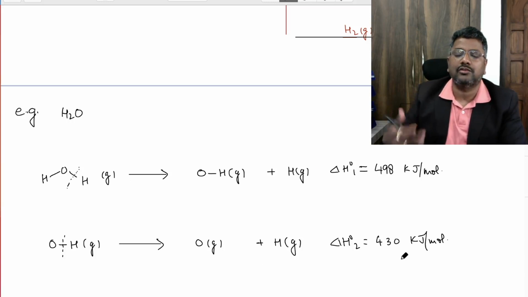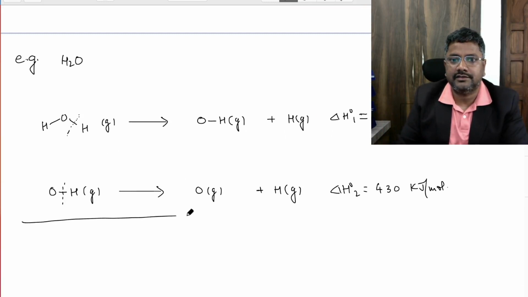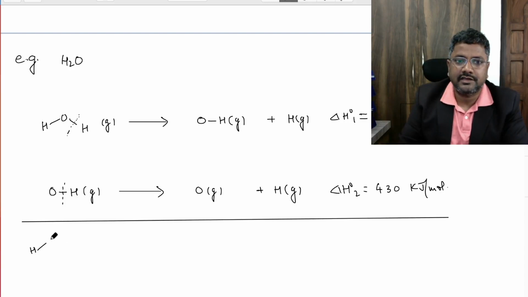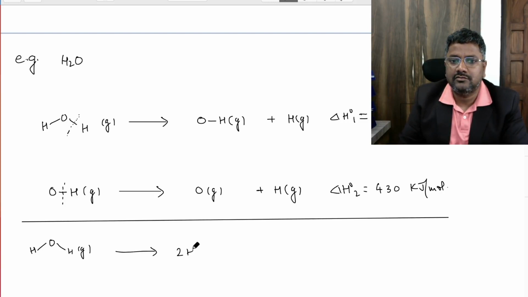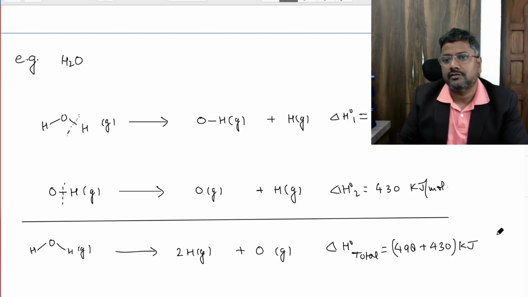So how to report the OH bond energy? If you want, you can add these two steps. So you will have HOH gas gives 2H gas plus O gas. So delta H naught total is equal to 498 plus 430 kilojoules, right?